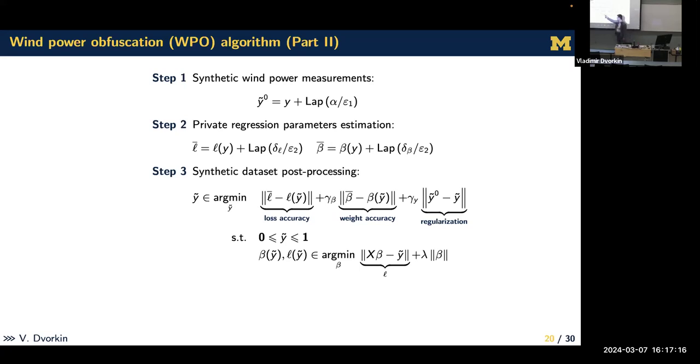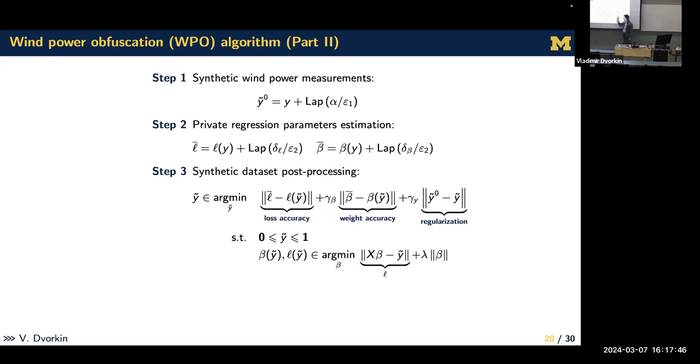And at the same time, when it chooses the synthetic data set, it wants it to meet the private estimate of regression loss on the real data. The weights of the regression model on the synthetic data should also match the weights on the real data. And this is a regularization parameter that basically says that if the initial perturbation doesn't violate much of the weights or loss accuracy, then just stick to the initial choice.